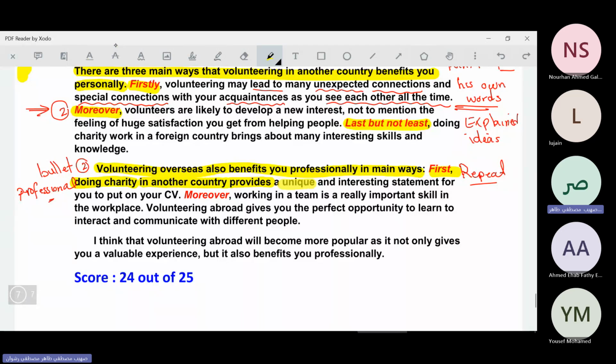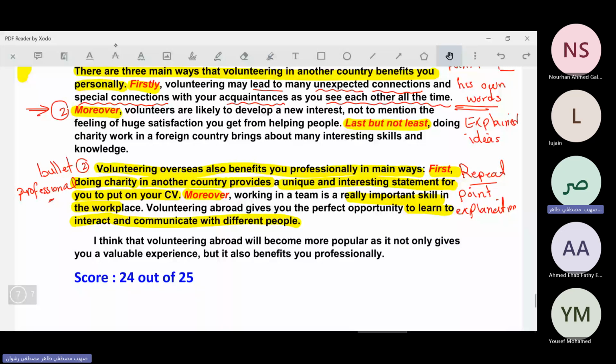Full stop. Moreover, he added a new point that when you work in a team, it is a really important skill in the workplace. How did this help me? It gives you the chance to learn and to interact and communicate with different people. This is an extension to the point. So as I told you, this is the point and this is its explanation. Again and again, I recommend you try as hard as possible to change the whole thing.